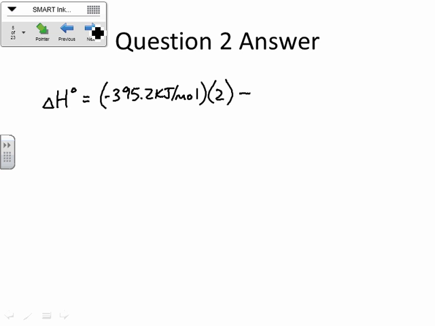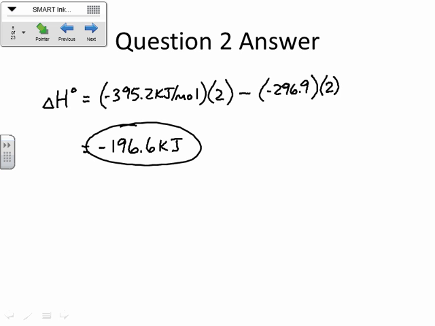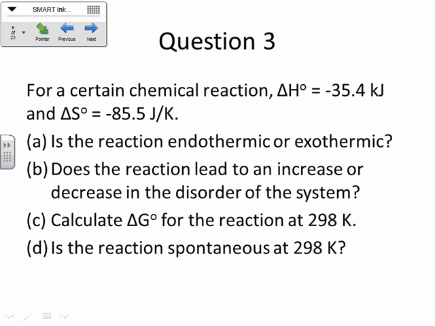And the only reactant we need to worry about is the SO2, and that is negative 296.9 times 2. I was lazy with my units there, kilojoules per mole times 2 moles. So that's just going to give us kilojoules at the end. And the number I'm getting, and just correct me if I got the wrong number here, I'm getting 196.6 kilojoules. Is that right? Okay. So there's your answer for your delta H. All right, next question.